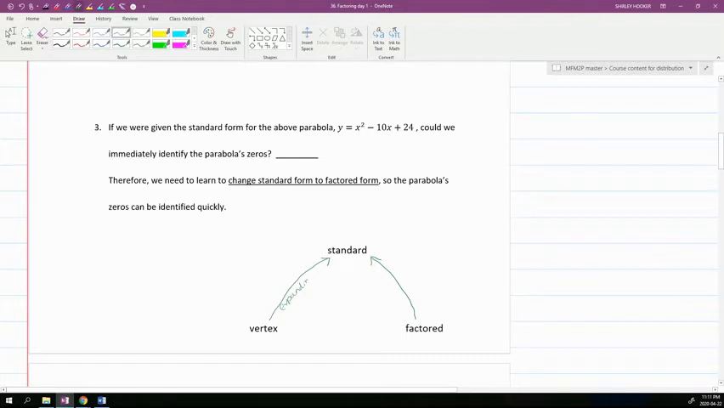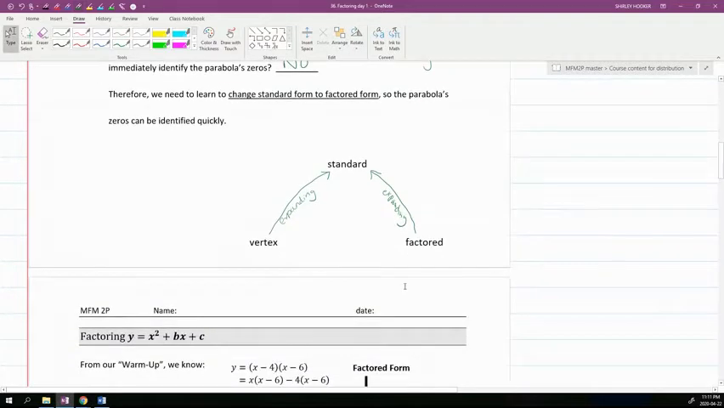By expanding, I mean using the distributive property to get rid of all those brackets and put it into standard form. Now, what if we were just given standard form? Do you think you could immediately identify a parabola's zeros from standard form? Have a think. Well, I know I can identify the zeros from factored form. I can identify the vertex from vertex form, but from standard form, all I can identify is the y-intercept right there. Nothing more. So the answer would be no. Therefore, it's really important that we learn to change standard form to factored form so that a parabola's zeros can be identified quickly. And that's what we'll look at today.